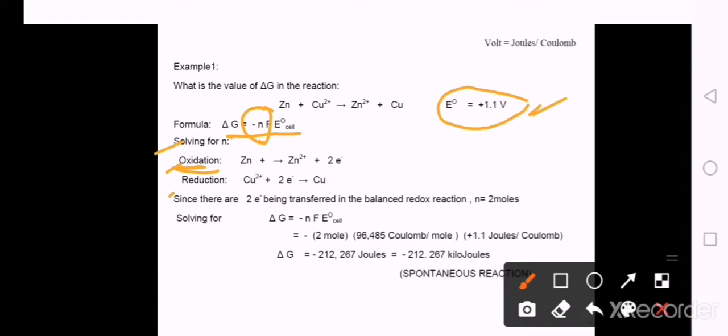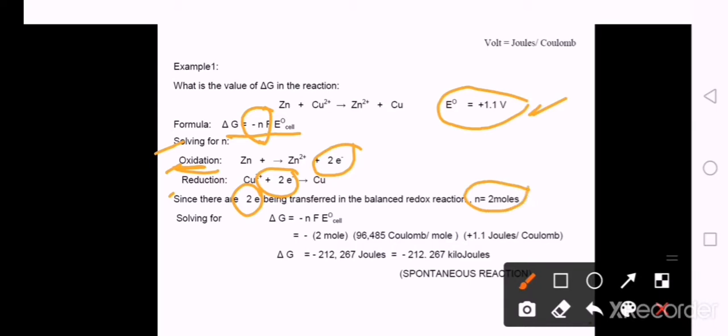Okay? So, now that we had identified the oxidation and reduction, dito na natin makikita kung ilan ang transferred or ilan ang gain and loss electrons. So, since this case, parehas ang number ng lost and gained electrons, hindi na natin kailangan ng multiplier. That 2 electrons or that value of 2 will then become the N. So that represents 2 moles.